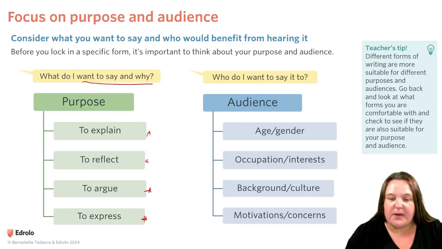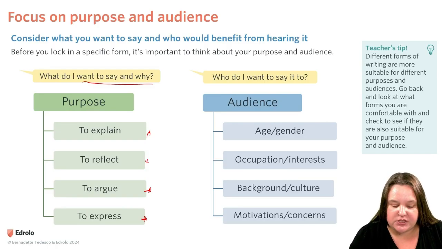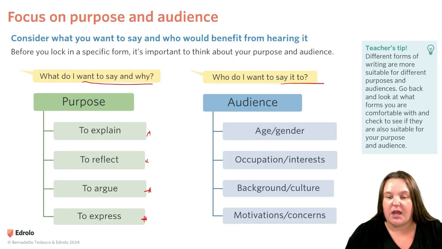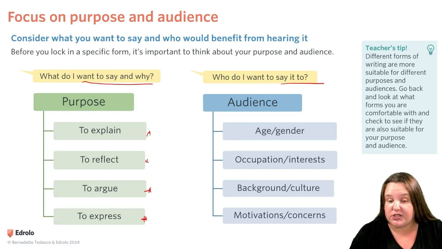You also want to think about who do I want to say it to. So not just what I want to say, but who do I want to say it to. And when you're thinking about your audience, we often have to think about them in terms of stereotype, but not always. Your audience might be defined in terms of their age or their gender, their occupation or their interests, their background or their culture, their motivations and their concerns. Think about who would benefit from hearing what I have to say and who is it relevant to.